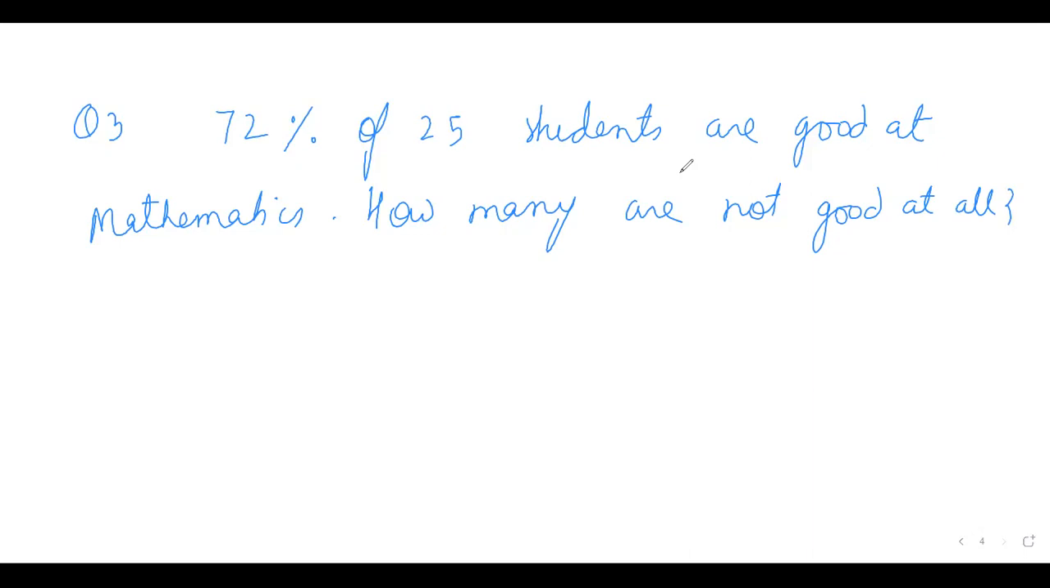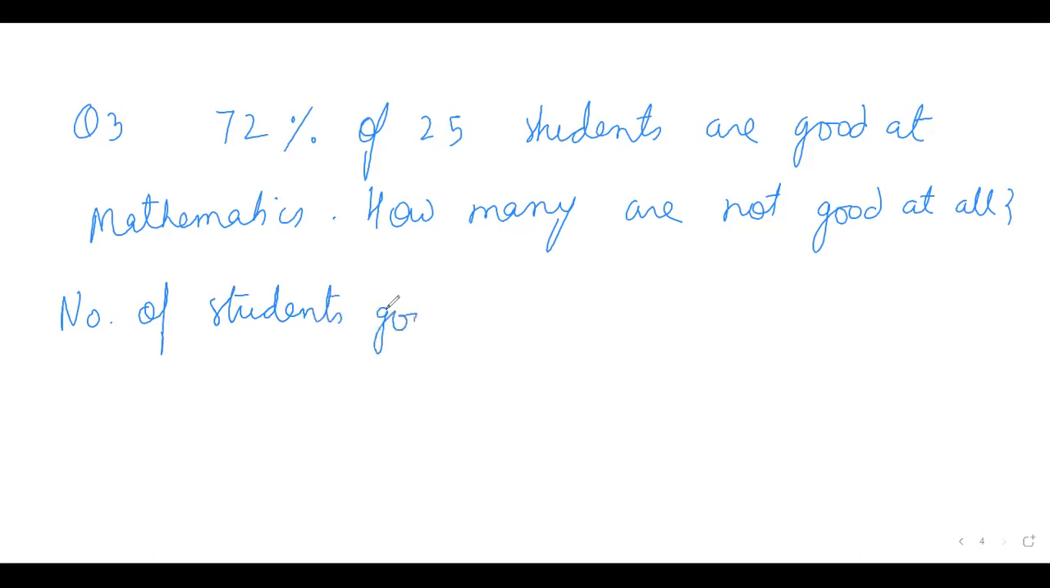Ma'am, done. Okay, so do tell me the answer. Ma'am, firstly, the number of students who are good at maths is 18, and then the number of students who are not good at maths is 25 minus 18, which is 7. You are correct.